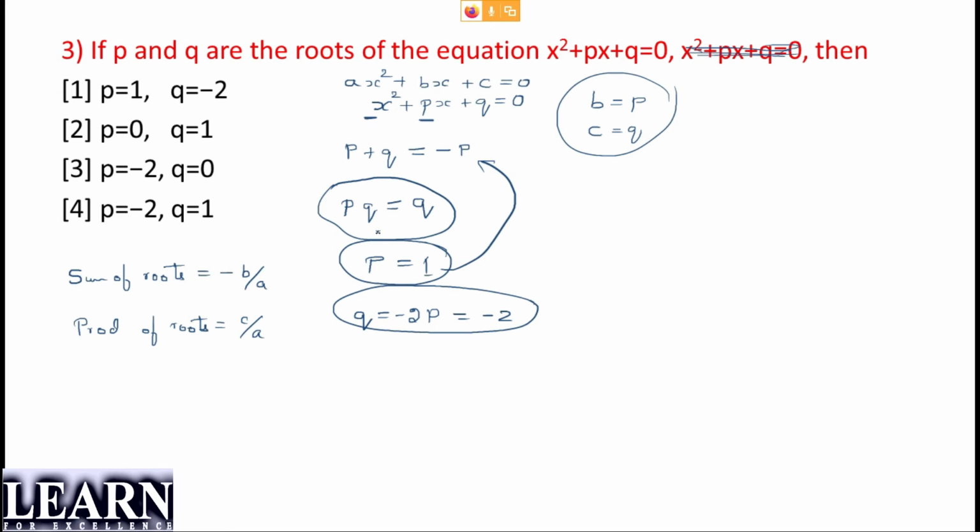And you need to be very careful here. There are two different possibilities. Look here, 1 comma minus 2. We have first answer as 1 comma minus 2 and second answer as minus 2 comma 1. So p talks about 1. So there's only one option where p is 1. So we can just take this as the answer.